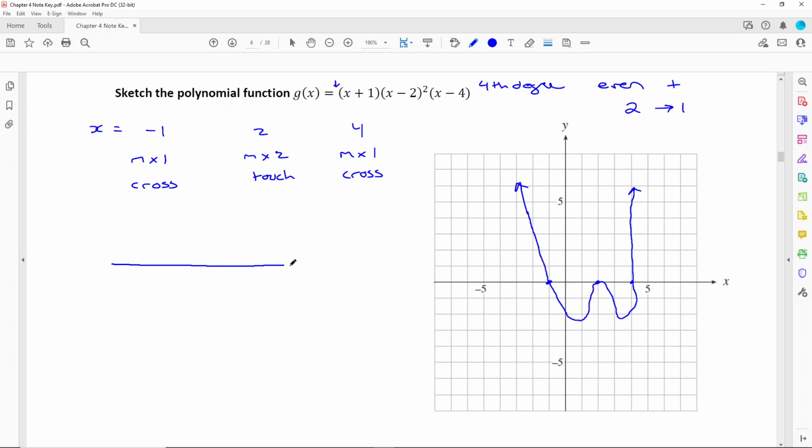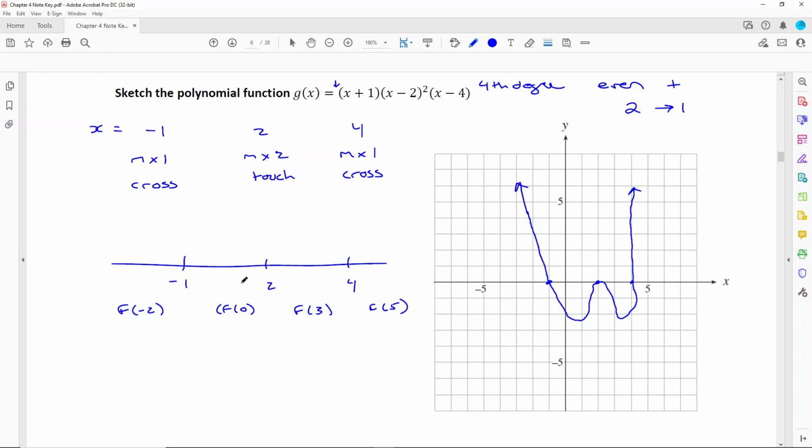If I was doing this from an interval perspective, I would have an x-intercept at -1, an x-intercept at 2, and an x-intercept at 4. I would test a point like -2. I would test a point like 0. I would test a point like 3, and I would test a point like 5.